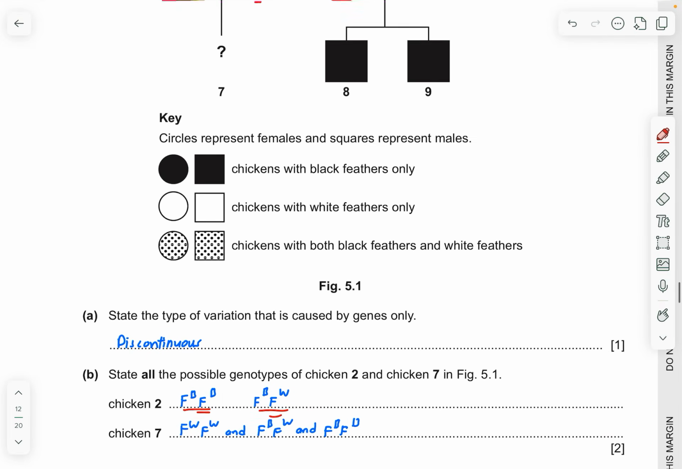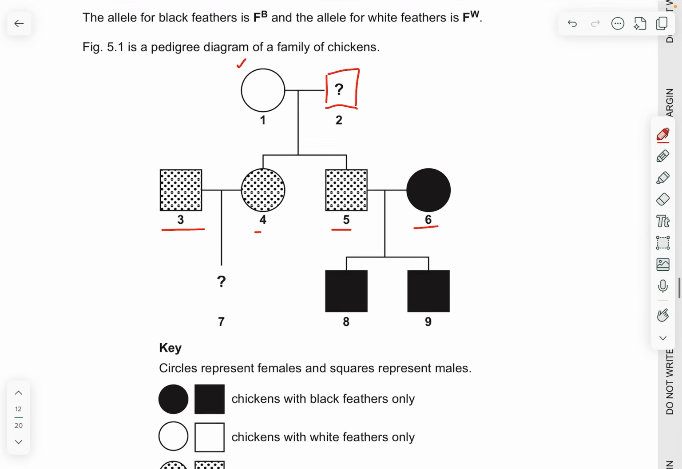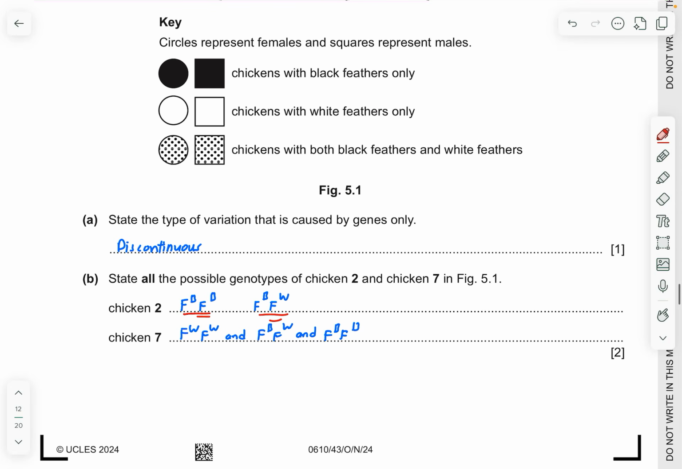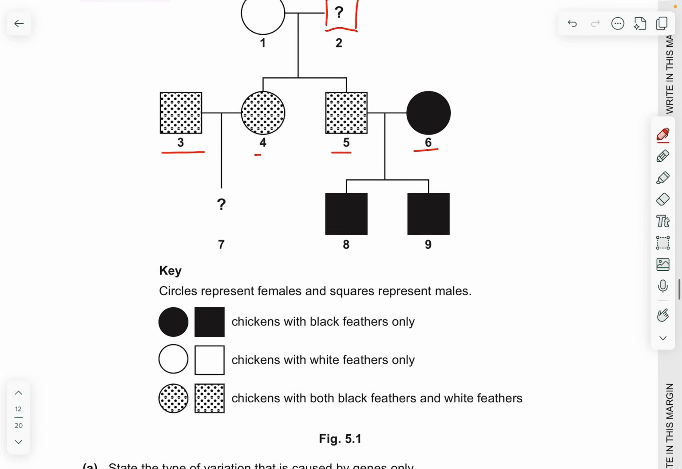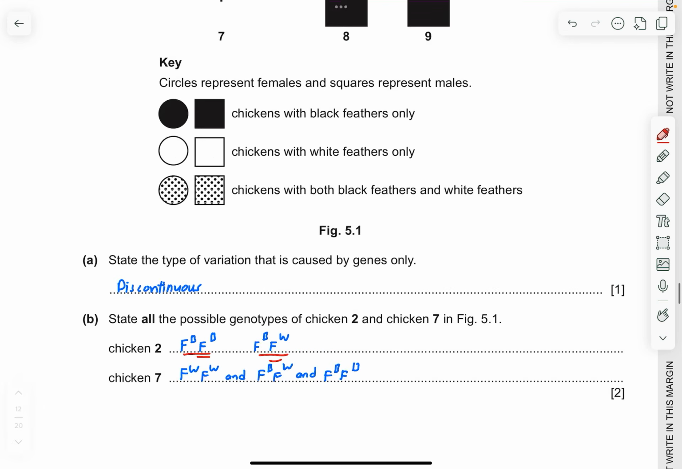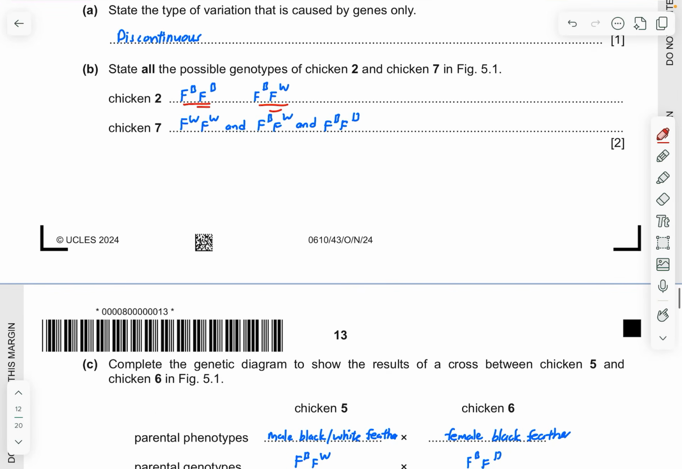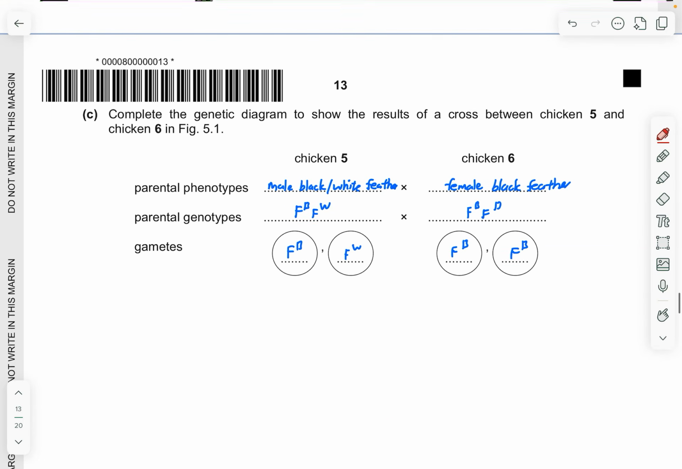Now for chicken 7, when you cross, actually both are considered to be heterozygous, but when you cross them, you are definitely going to get 3 different types: FW FW, FB FW, and FB FB. So this is the only one where you should do a Punnett square, because they ask you to list all the possible genotypes that you can find. I'm pretty sure that you guys know how to do the Punnett square, so this shouldn't be much of a problem, but it is well suggested for you to do the Punnett square to solve this.